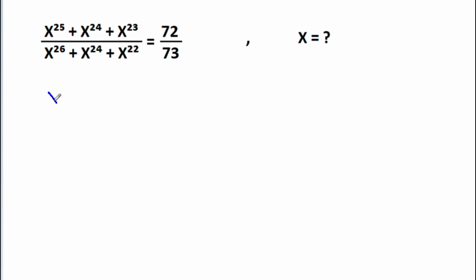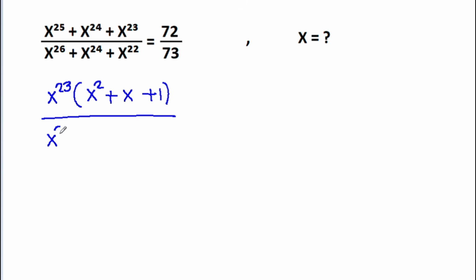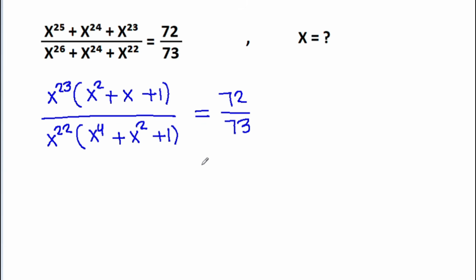Here we can take x^23 common, and it is x squared plus x plus 1, and here we can take x^22 common, and it is x^4 plus x squared plus 1, is 72 over 73.